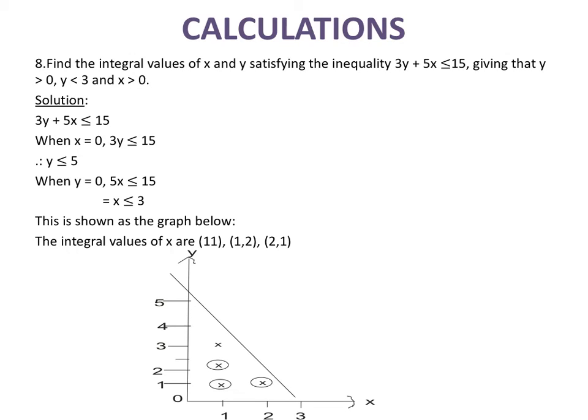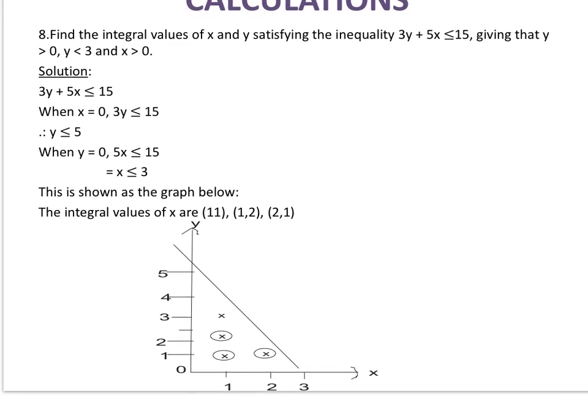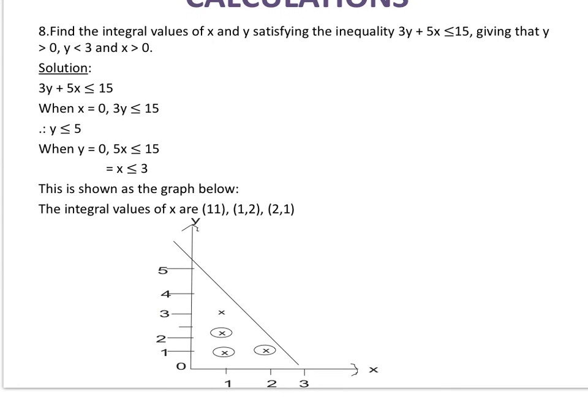The integral values of x and y are (1, 1). That's 1, 1 there. We see the points plotted: (1, 2) and (2, 1).